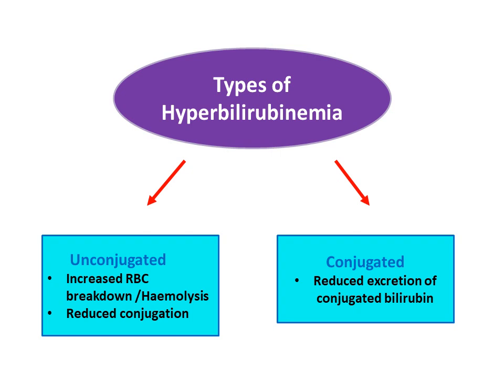Hyperbilirubinaemia can also be divided into unconjugated and conjugated. The unconjugated hyperbilirubinemia is due to increased breakdown of red blood cells or reduced conjugation of bilirubin in the liver. The conjugated hyperbilirubinemia is due to reduced excretion of the conjugated bilirubin.